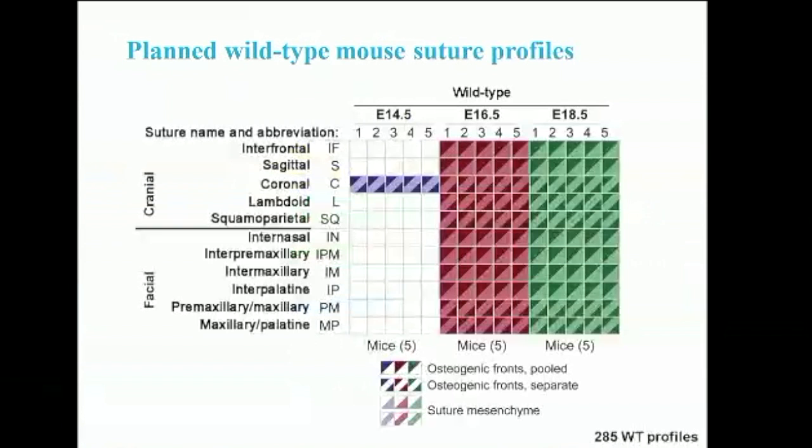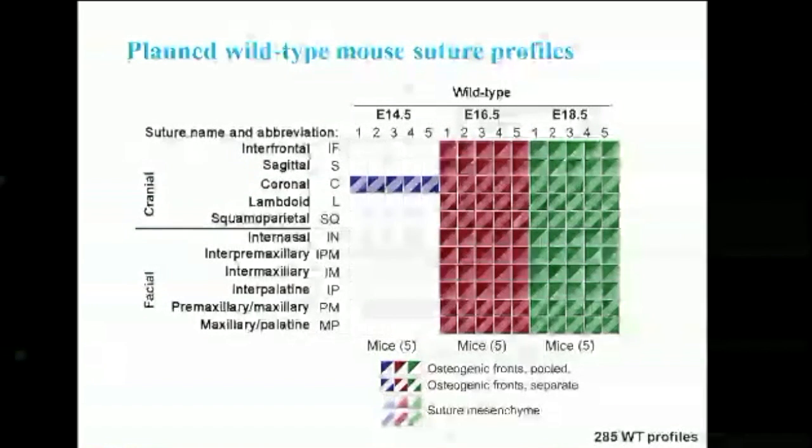The graphical overview here shows some of the data types that we're going to generate. For the wild type sutures, we focus mostly on E16.5 and E18.5 development stages. As I mentioned, in the case of sutures between homologous bones, we pool the osteogenic front, so we generate 2 data types. In cases of non-homologous bones, we generate 3 different data types, so the 2 osteogenic fronts and the suture mesenchyme. Wild type at E16.5 and E18.5, except for the coronal suture, which we also profile at E14.5 because it's one of the earlier sutures that develops, and also because we are interested in studying it in the mutant mouse models.